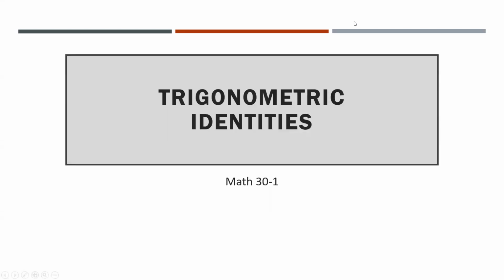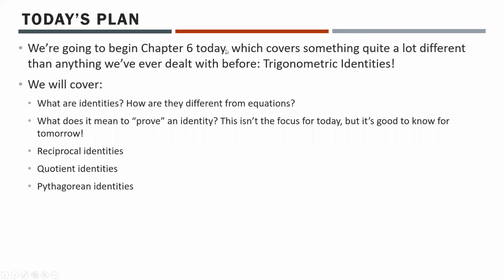So today we're going to be starting chapter 6, which covers trigonometric identities. This is going to cover something a lot different than anything we've actually dealt with before. Trigonometric identities are going to build slightly off of the things we've already learned. There will be a few applications to things like special triangles and stuff that we've learned before that we can actually apply to this new unit. But for the most part, this unit's going to be a lot of new information. So in other words, reach out to me if you're ever having trouble with it.